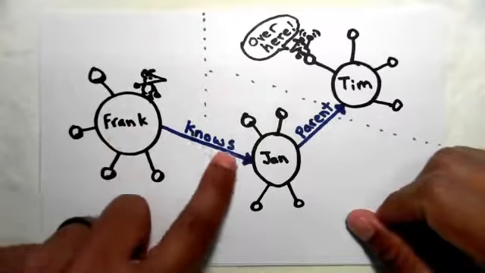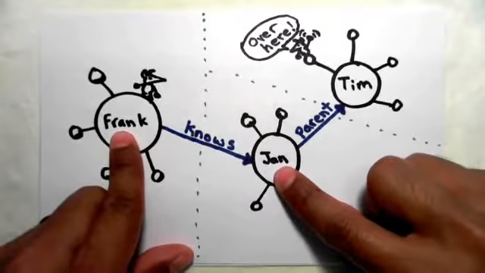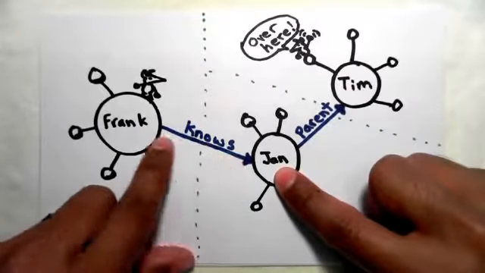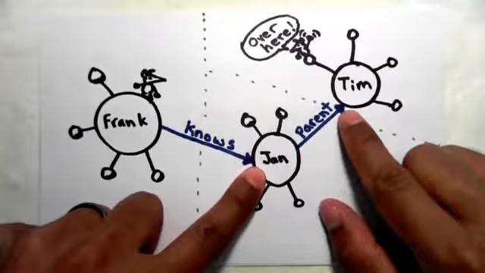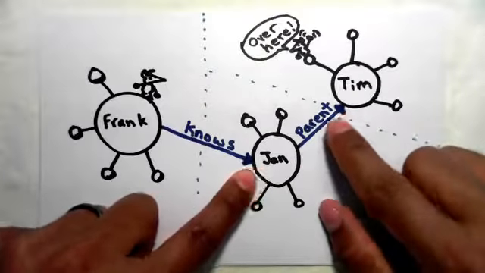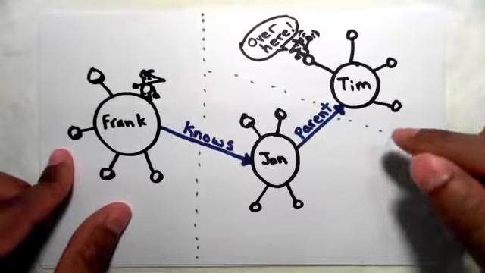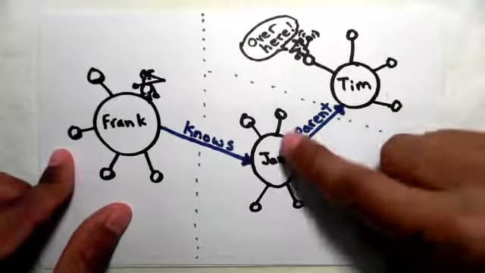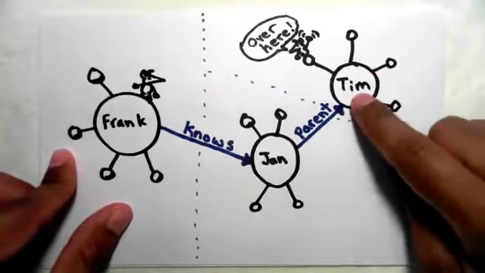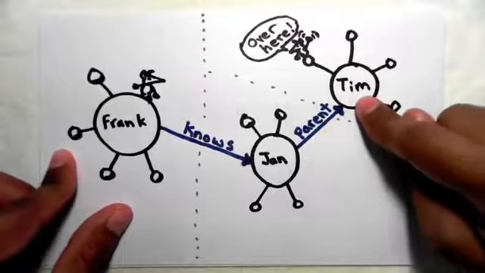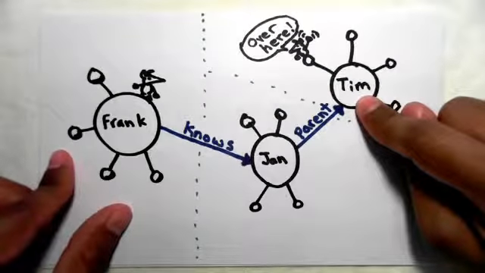So Frank is linked to Jan, and Jan is linked to Tim. The way Frank is linked to Jan is through a knows relationship, and the way Jan is linked to Tim is through a parent relationship. All right? So if you were to ask a computer who is Jan's parent, it would go and find Jan, and it would follow the parent relationship and say Jan's parent is Tim. Right? And that's how this graph of information gets built.